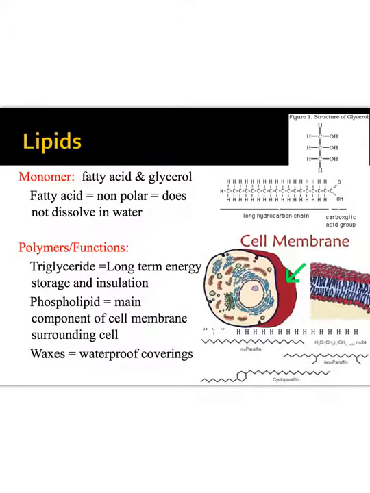The monomers for lipids are fatty acids and glycerols. There's 2 types. So this is your fatty acid, this is your glycerol. Fatty acids are nonpolar, which means they do not dissolve in water. This is very important when we get to talking about the cell membrane. Polymers, we have what's called a triglyceride. Tri means 3, so we're going to put 3 of these chains together. We're going to link them together at 3 of these locations on a glycerol. Triglyceride is used as a long-term energy storage and insulation.